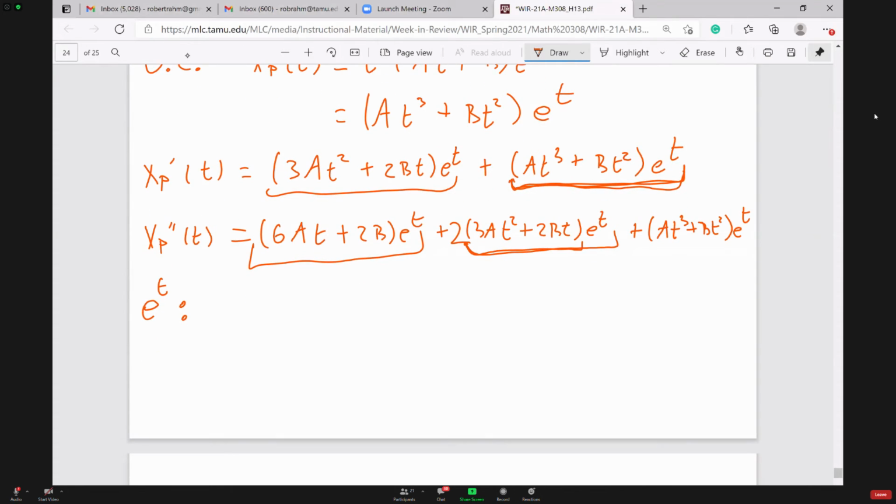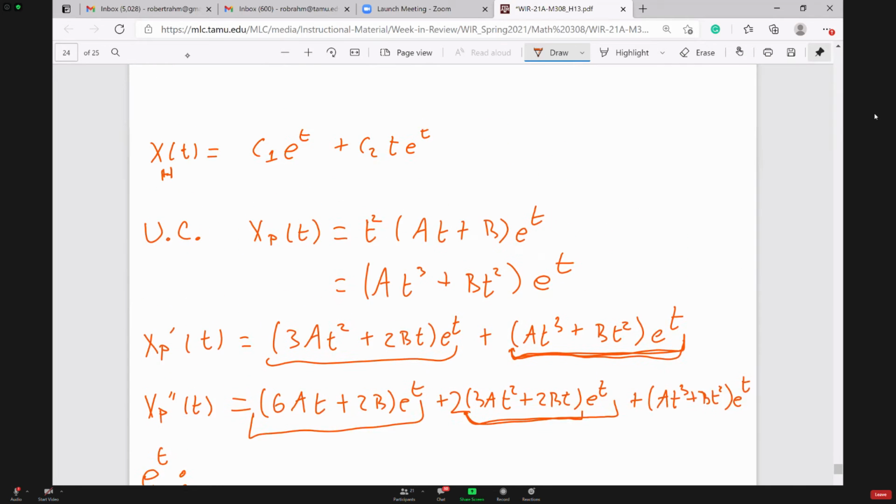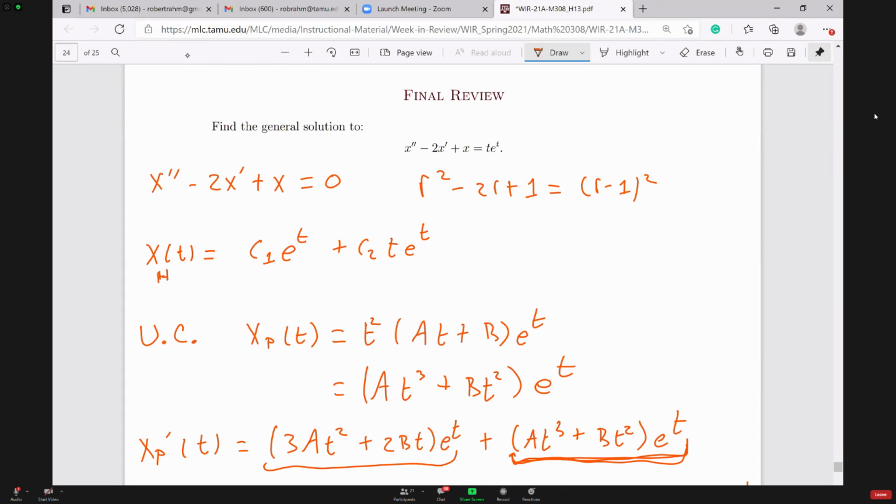Similarly, if you look at t e to the t, notice that xp has no t e to the t term. It's just xp prime and xp double prime that have a t e to the t term. So we're just going to use these two equations. If I start with e to the t, what is the coefficient on e to the t on the right-hand side here? Zero. Yeah, 0.